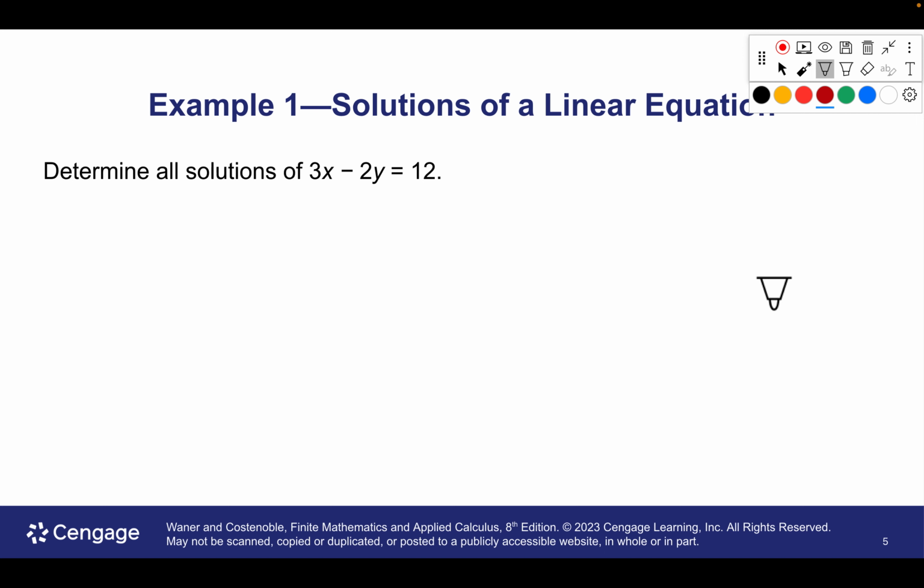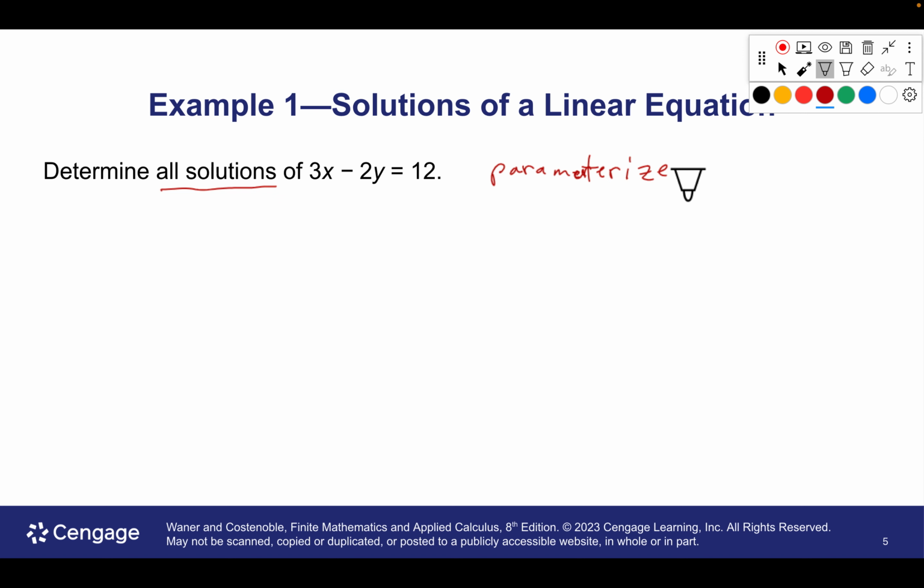If you want to determine all solutions, think, okay, what we're going to do is what's called parameterize. They'll spell it correctly later on. My spelling sometimes is a little messy, but we're going to parameterize in terms of either x or y.